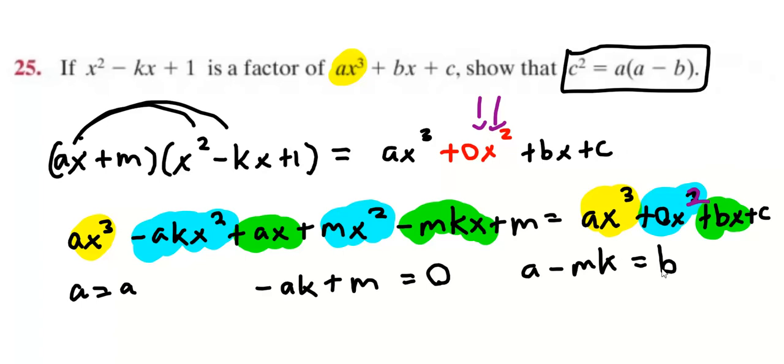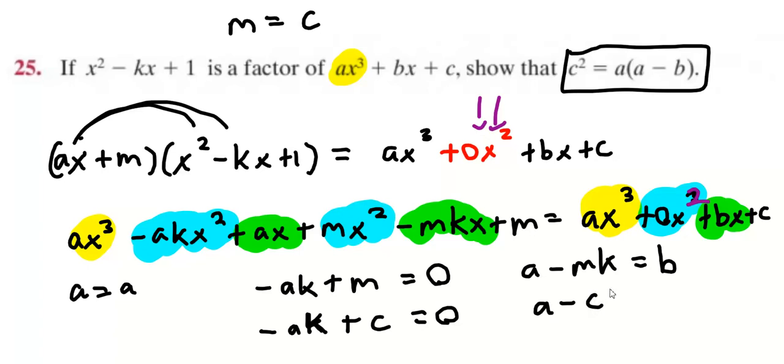Now, lads, the only thing we have left now is the white ones, the regular numbers. And what we're going to find out is that M is literally equal to C. So that's handy to know because M was the one we made up, wasn't it? M was the letter we chose. So anywhere you see an M, replace it immediately with a C. So this would be minus AK plus C. And what about this one over here? A minus CK equals B.